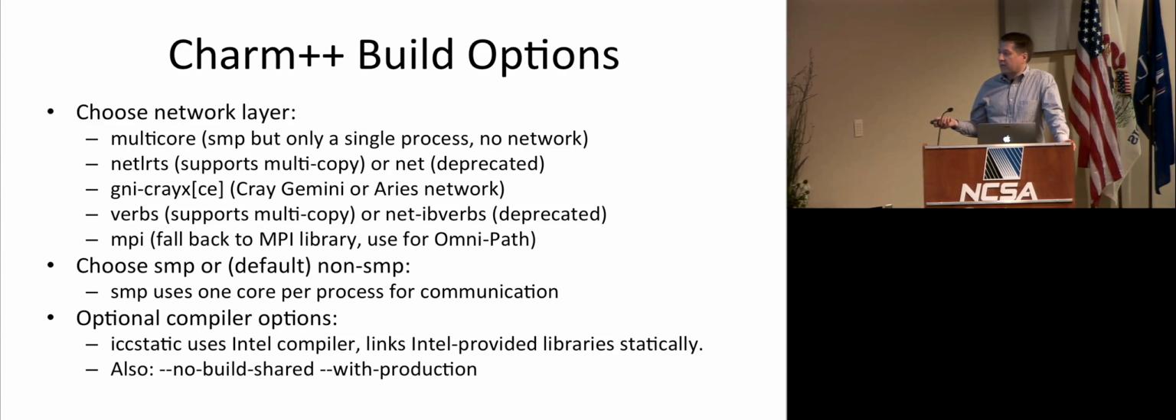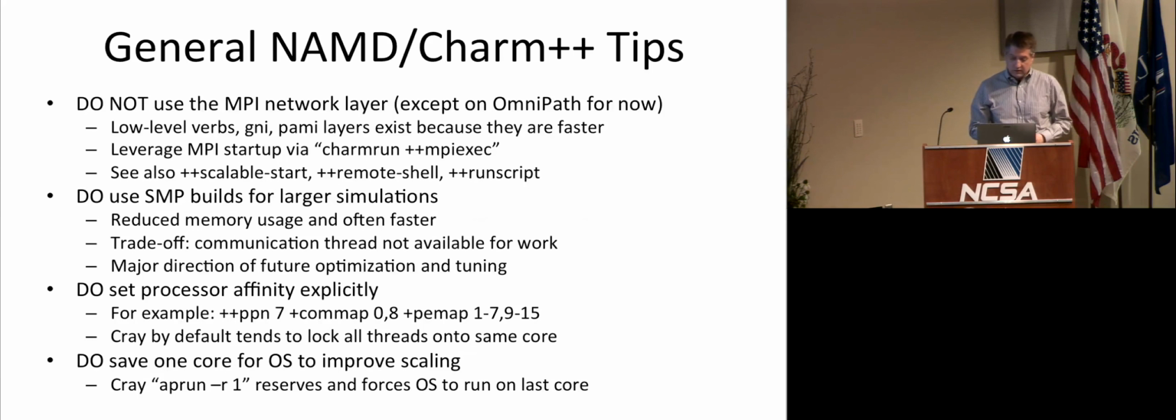And finally, you have compiler options like ICC, static, and we like to use no build shared with production just to turn off some of the extra code. General tips: we tell people don't use the MPI layer, but you can use it to leverage startup. The only reason you do use it is for OmniPath. If you have a larger simulation, you really want the SMP builds, and this applies to pretty much anything on KNL at this point. Setting processor affinity with these COM-map and PE-map options is very important for performance.